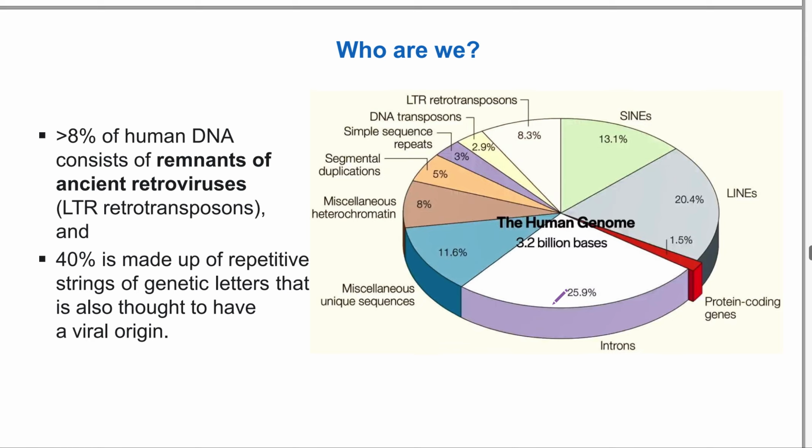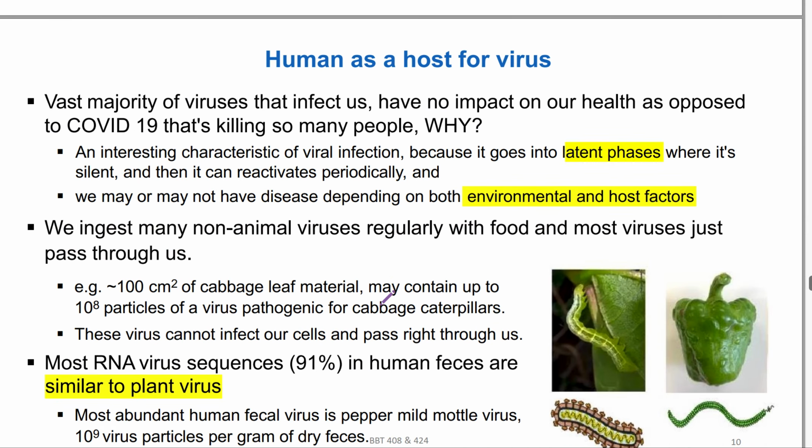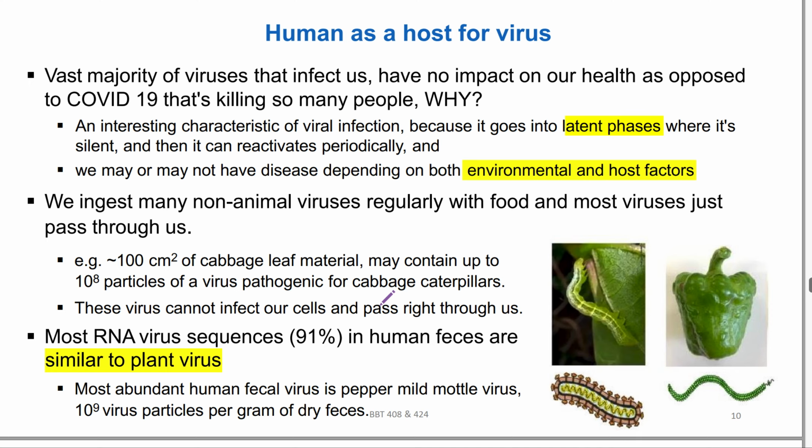So who are we? Greater than 8% of human DNA consists of remnants of ancient retrovirus long terminal repeat retrotransposons, and it is thought that 40% is made of repeated strings of genetic letters that is also thought to have a viral origin. Okay, and let's say human as a host of virus.